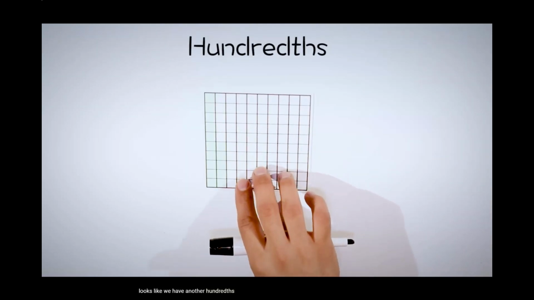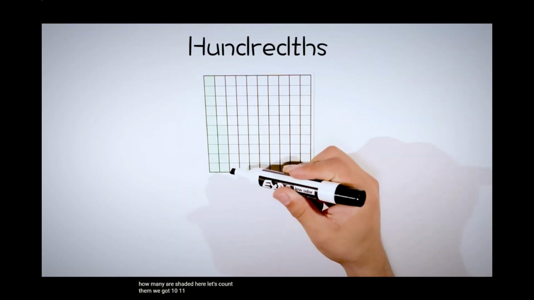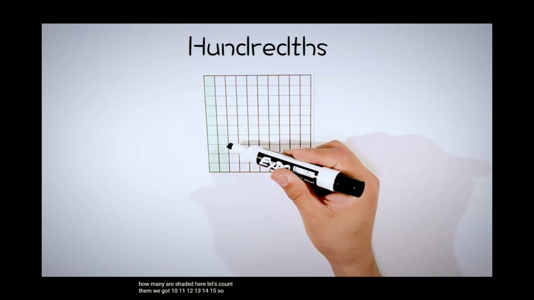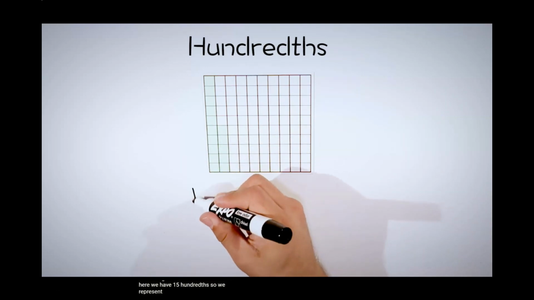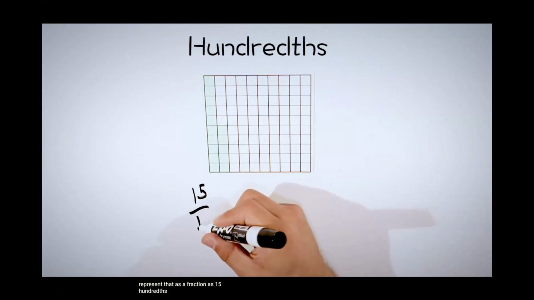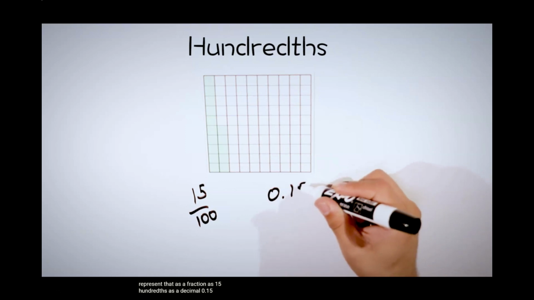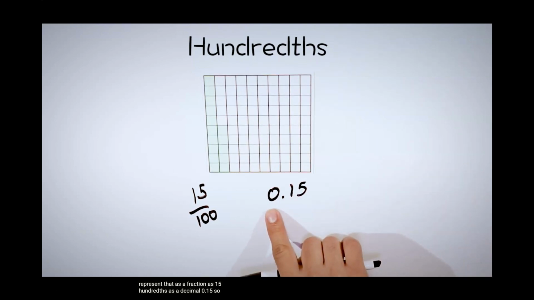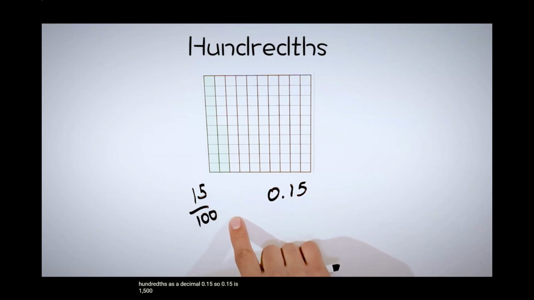Looks like we have another hundredth. So how many are shaded here? Let's count them: 10, 11, 12, 13, 14, 15. So here we have 15 hundredths. We represent that as a fraction as 15 hundredths, and as a decimal, 0.15. So 0.15 is 15 hundredths.